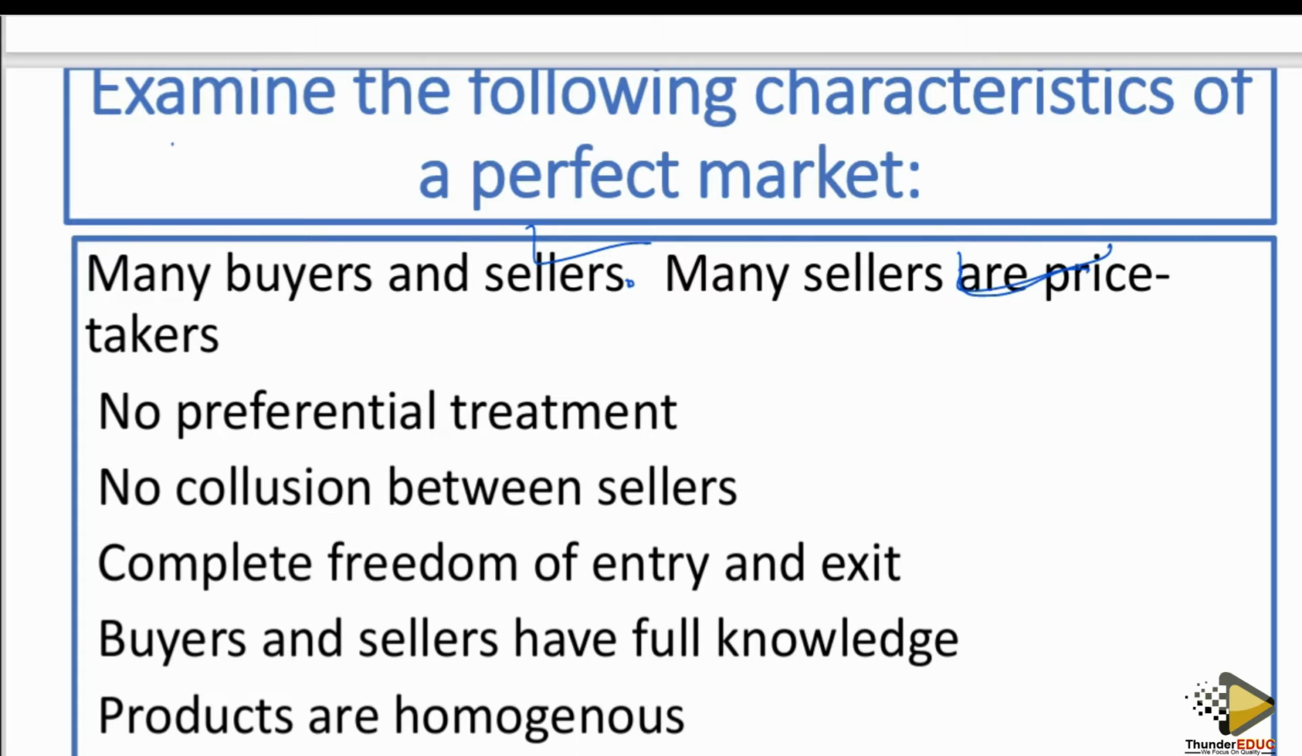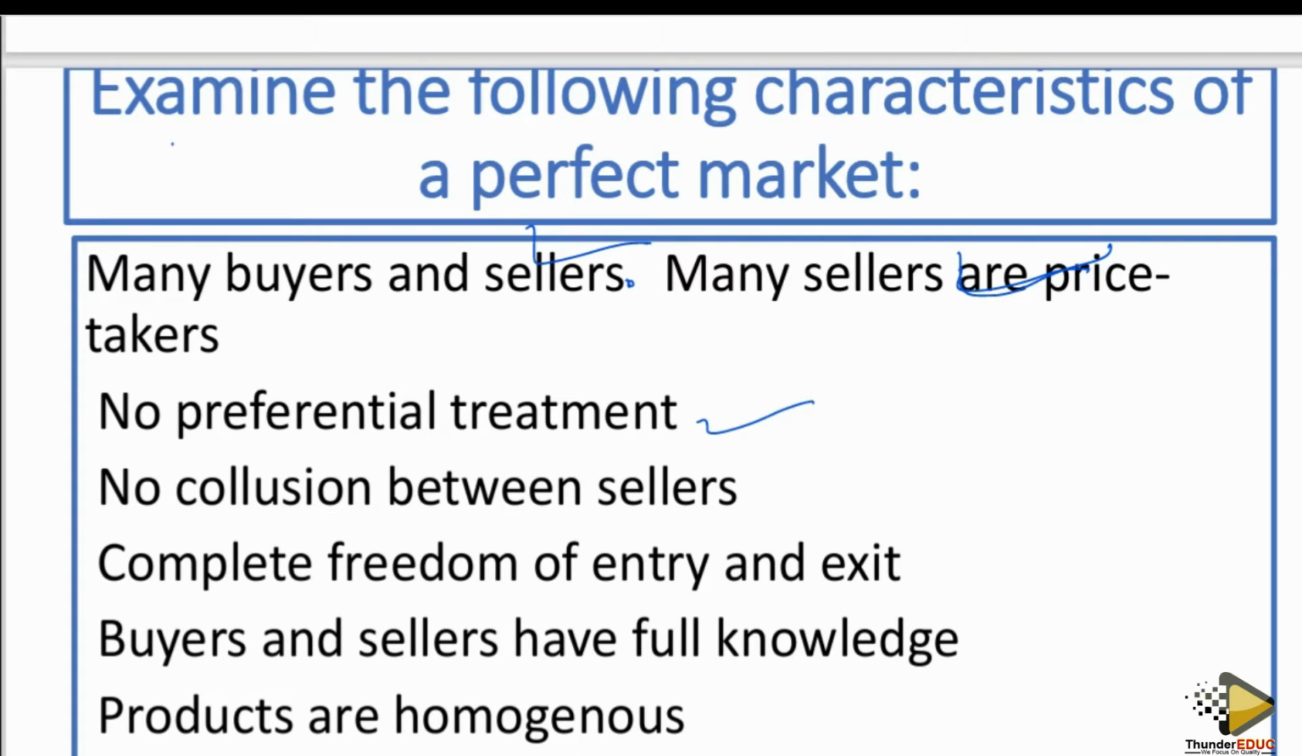But Grade 12s, bear in mind that all businesses under this market, which is perfect, are considered to be price takers, meaning they take the prevailing market price. And also remember, the demand curve for these businesses is going to be horizontal. Okay, right.